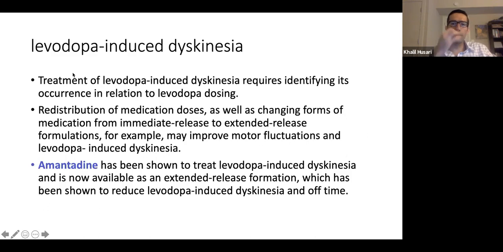Just a few words about dyskinesias that we talked about. We can treat them by redistribution of the medication, maybe try to decrease the dose and make them more frequent. If it was peak dose dyskinesias, maybe you can switch to an extended release formulation, to make it a little bit smoother in the brain and the blood. And also amantadine can work for patients with levodopa-induced dyskinesias.